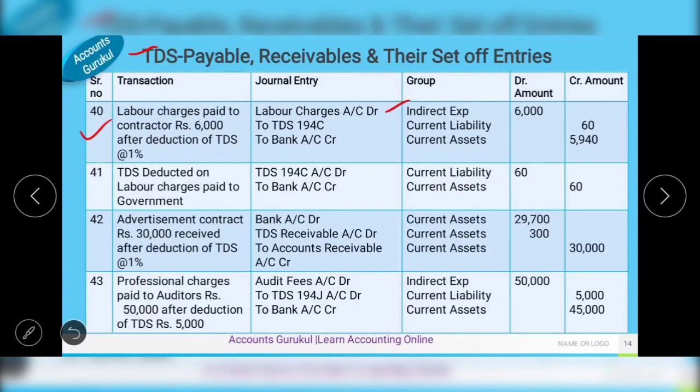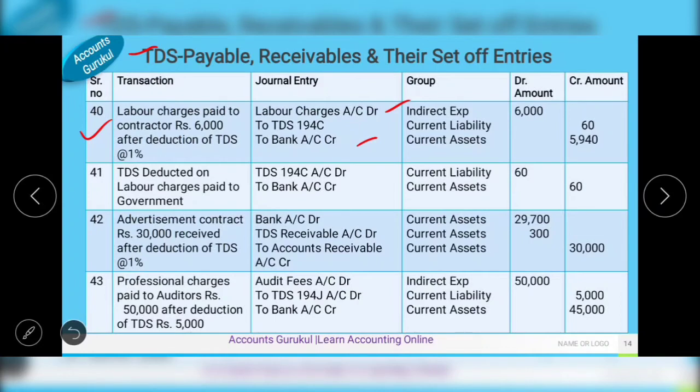Considering that he is an individual, we are deducting TDS at 1%, and that's 60 rupees, and the remaining amount we have to pay out to him, that's 5940. So the labor charges account debit for 6000, TDS account credit 60 rupees, bank account credit 5940. So this entry we have to pass.